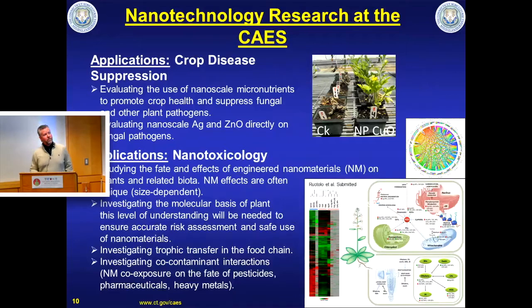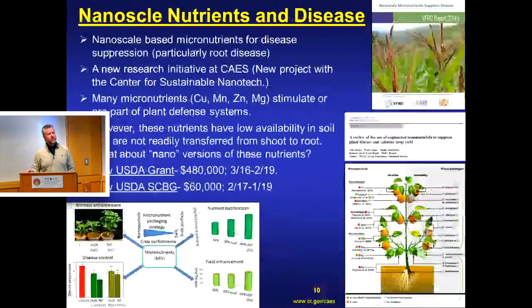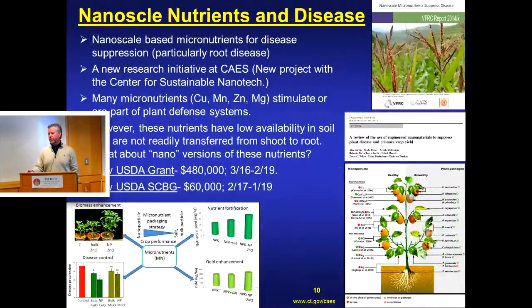It's a new research initiative at the experiment station. The focus right now is on fungal diseases of roots, which reduce agricultural productivity by 20 to 25%. So it's a significant issue. What we know is that many of these micronutrients, things like copper, manganese, zinc, magnesium, will stimulate plant defense, just like vitamin C will stimulate human defense. And if you can stimulate plant defense, you can seemingly prevent disease or at least minimize it. As I'll show you in a minute, the issue with many of these micronutrients is that they're very limiting in soil, so the plants are always starved for these nutrients.